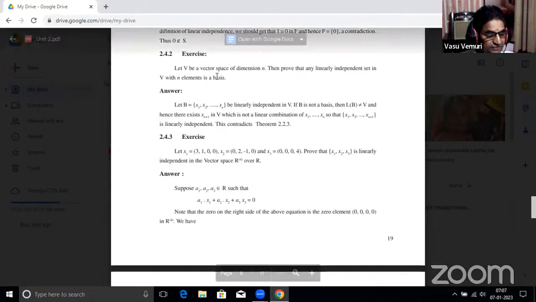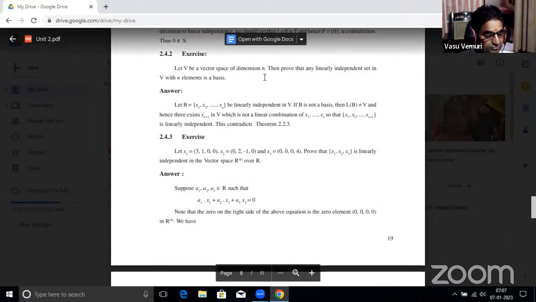Second one, let V be a vector space of dimension n. So the dimension of V equals n. What is that?